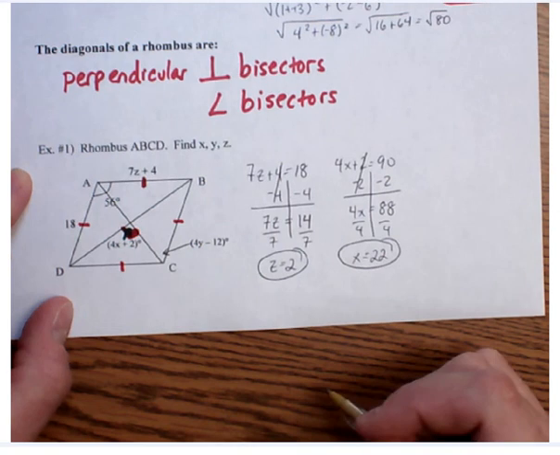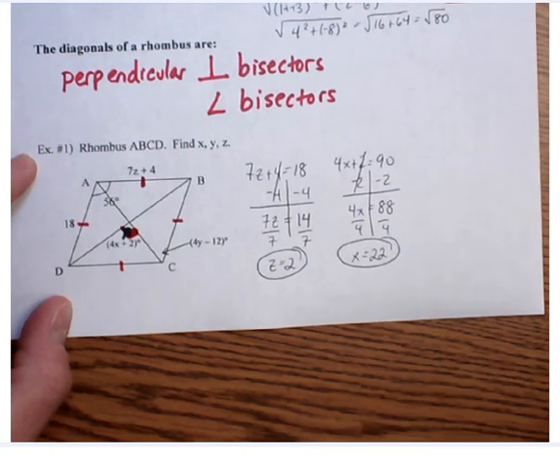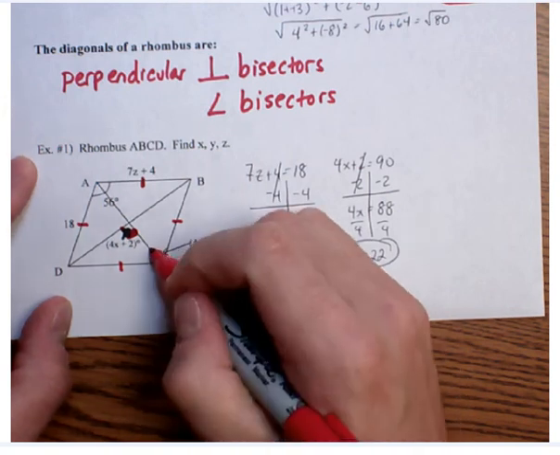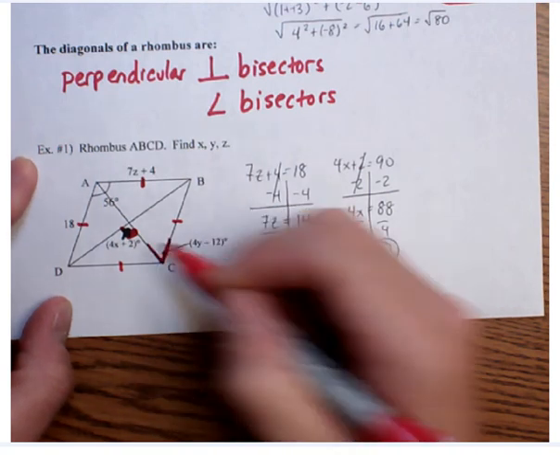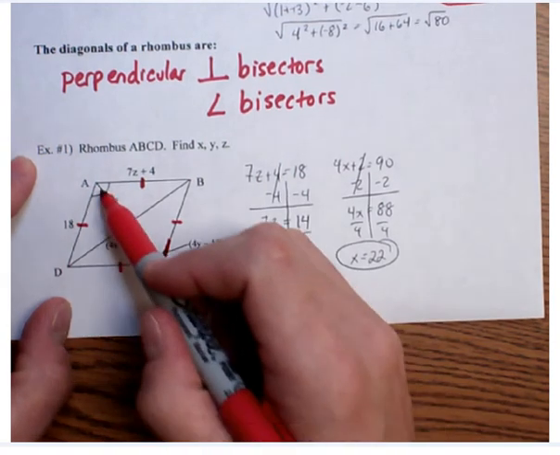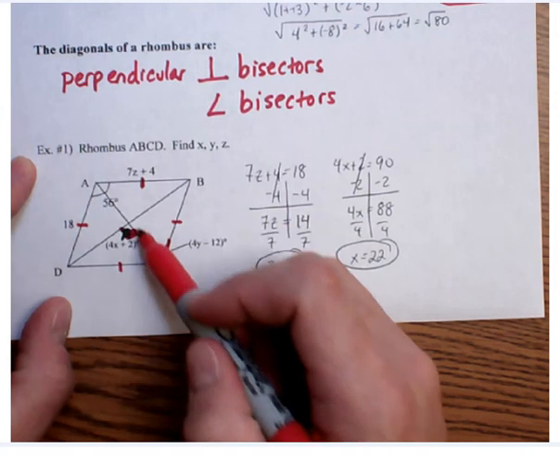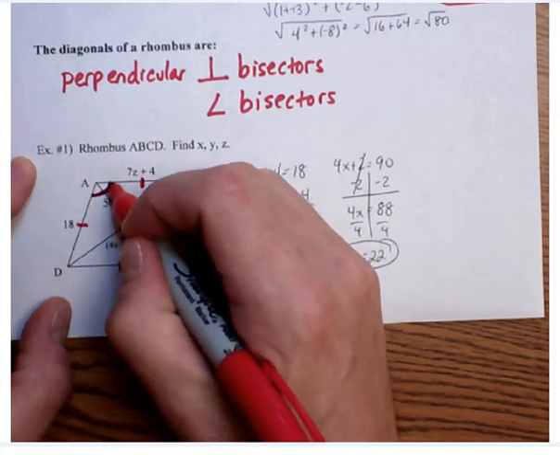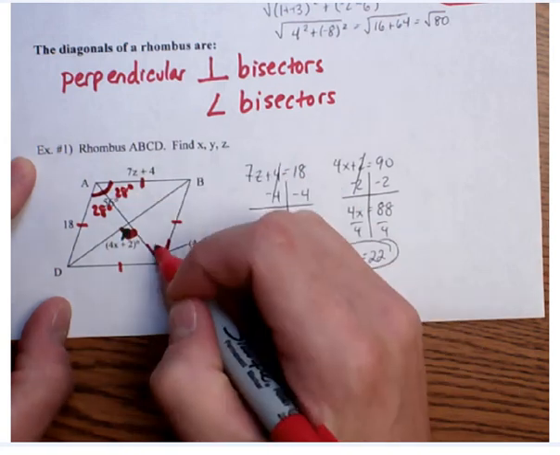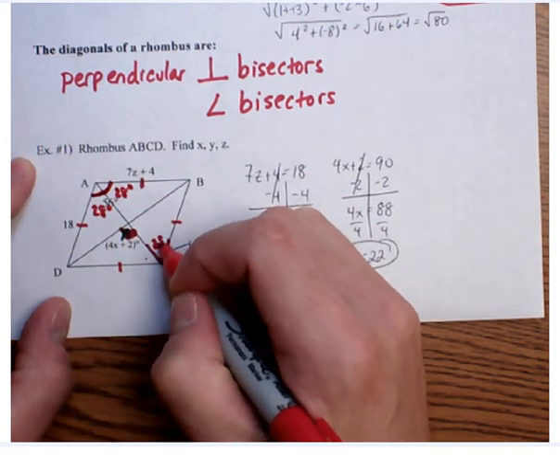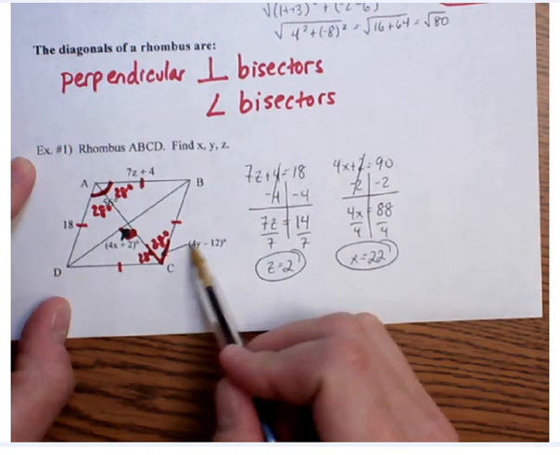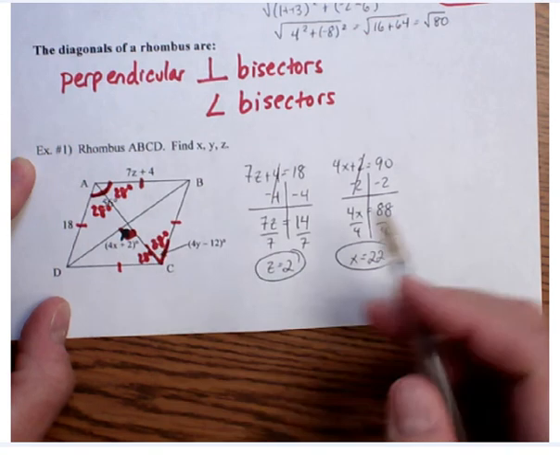Now the last thing to find is y. So 4y minus 12 degrees. It's an angle. It's this angle here. Now one thing that we also know about diagonals is that they are angle bisectors. So diagonal AC, if this whole thing is 56, that means each piece is 28. And that means that these pieces at the bottom are also 28. So 4y minus 12 equals 28.